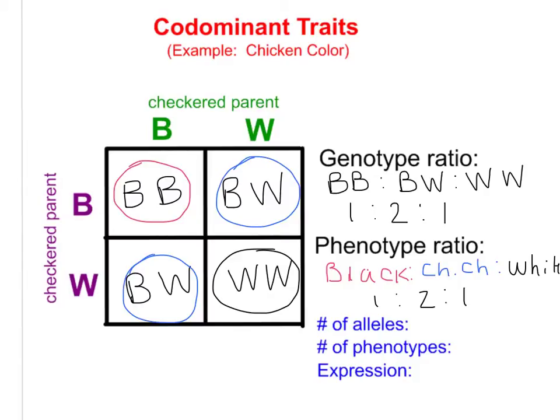Now, let's look right here at our questions. How many alleles do we have in this situation? We only have 2. We have a black or a white. So there are only 2 alleles. How many phenotypes do we have? Well, in this situation, we have 3 different phenotypes. They could be black, they could be white, or they could be checkered chickens. So we get 3 phenotypes. That indicates, if you've got 3 phenotypes, that something else is going on besides simple Mendelian genetics.